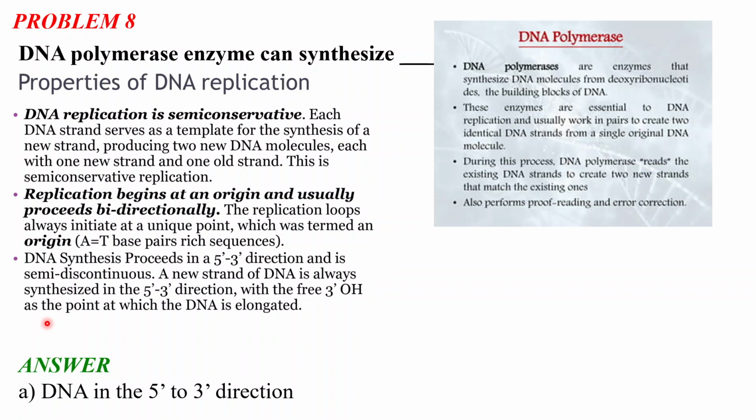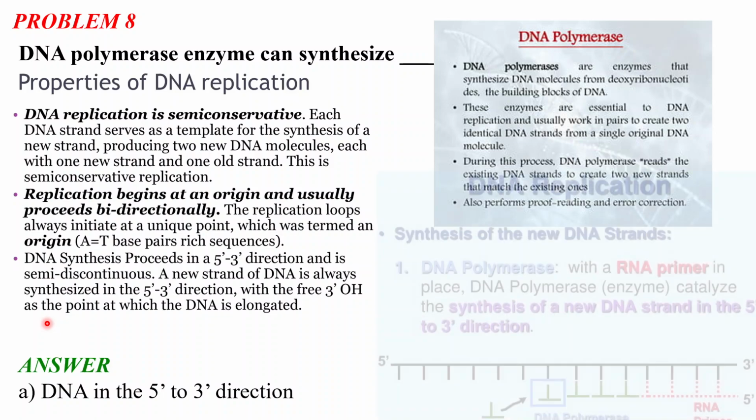Replication begins at an origin and usually proceeds bi-directionally. The replication loops always initiate at a unique point, which is termed the origin, the one which is an AT base pair rich sequence. DNA synthesis proceeds in a 5' to 3' direction and is semi-discontinuous. A new strand of DNA is always synthesized in the 5' to 3' direction, with free 3'-OH as the point at which the DNA is elongated. So, these are the properties of DNA replication.